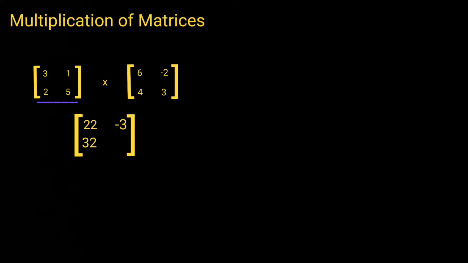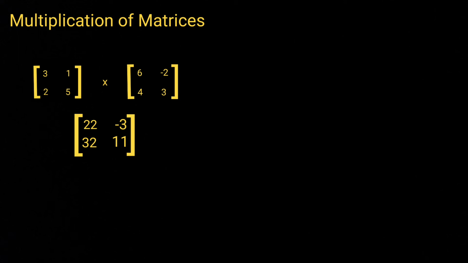Lastly, for multiplying the second row against the second column, 2 times minus 2 is minus 4, 5 times 3 is 15, and adding them will result in 11, which is for the second row and the second column of the product matrix. And there you have it. Multiplying these two matrices will give us this matrix. It takes a little practice, but once you get the hang of it, you'll be instinctively multiplying them.